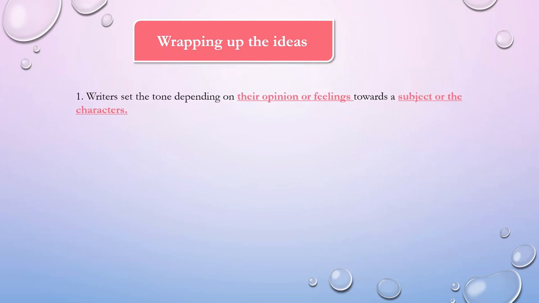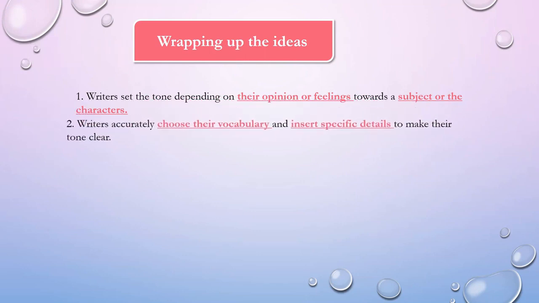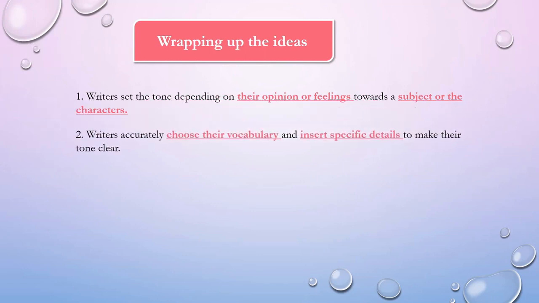Let's wrap up what we discussed about tone. Writers set the tone depending on their opinion or feelings towards a subject or the characters. The second point: writers choose their vocabulary accurately, which is the diction, and insert specific details to make their tone clear. They can use descriptions like metaphor or simile or any other adjectives that describe the details.